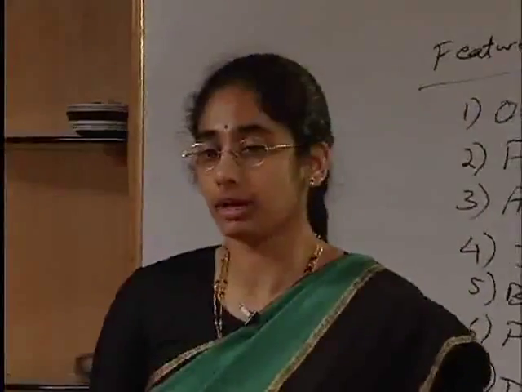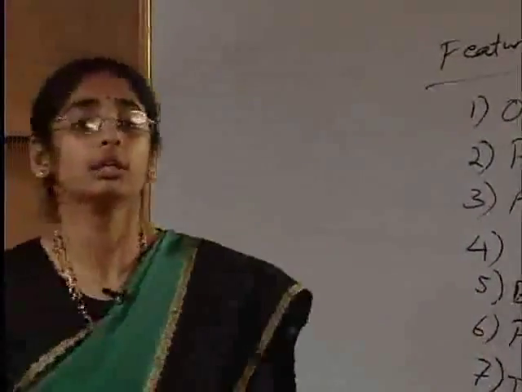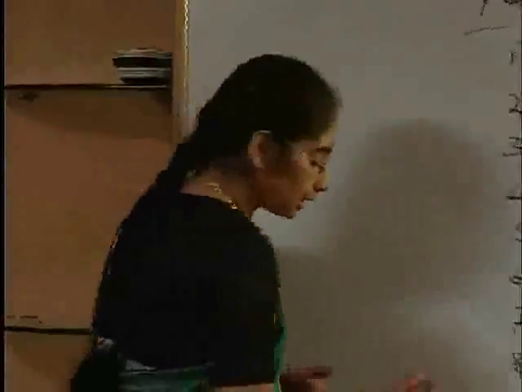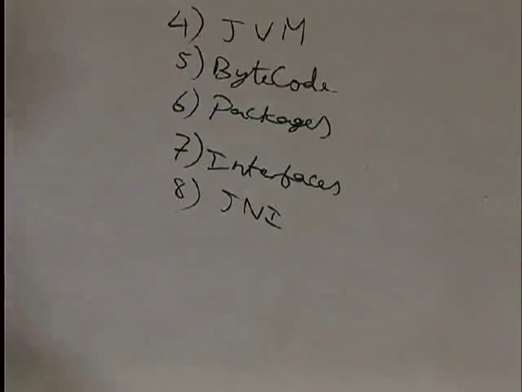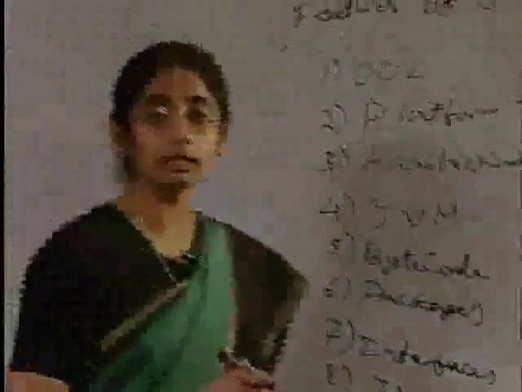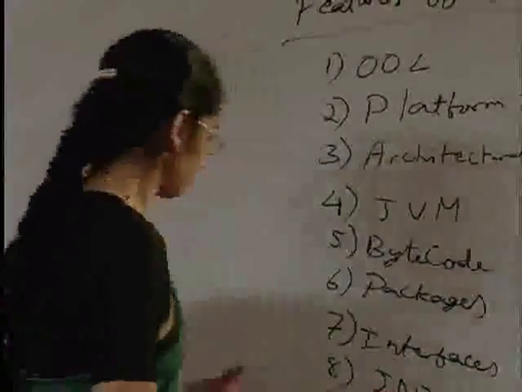So since there are no pointers to be used, if you want access to the system resources, you require pointers. So how do you make use of it? You have a concept of JNI, that is Java Native Interface, using which you can access the system resources.